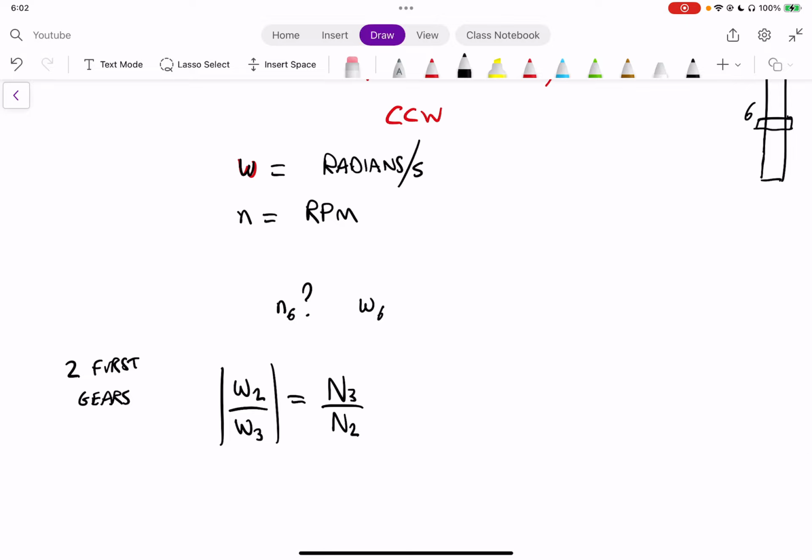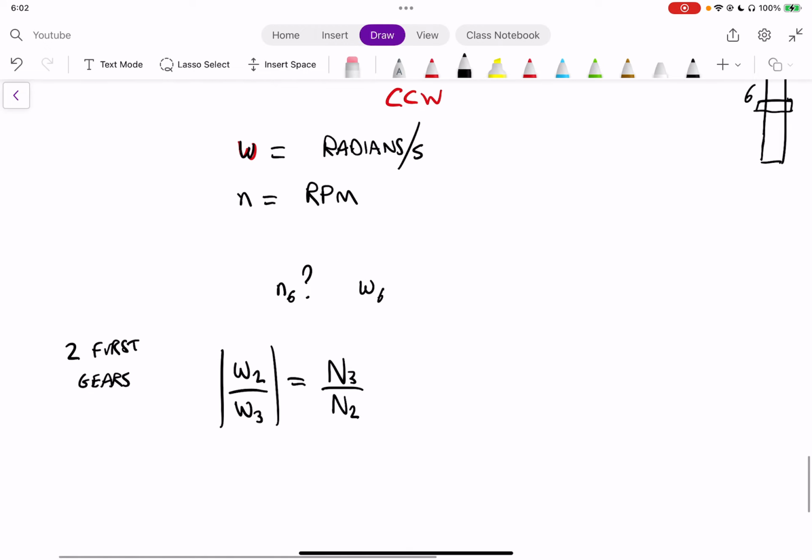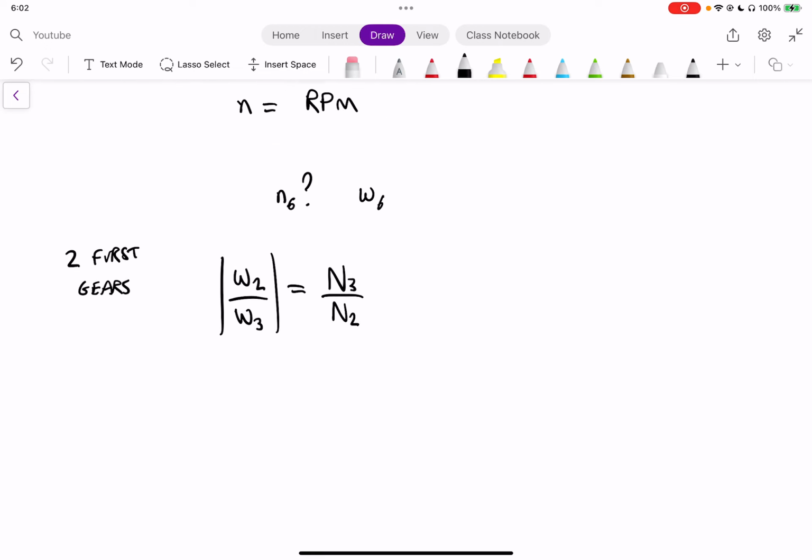Let's say we know the number of teeth. Each gear has a certain number of teeth, N3, N4, N5, N6, or we might know all the diameters, or all the radiuses. What I'm going to write here is that this is also equal to n2 over n3, which is essentially the equivalent of omega 2 over omega 3.